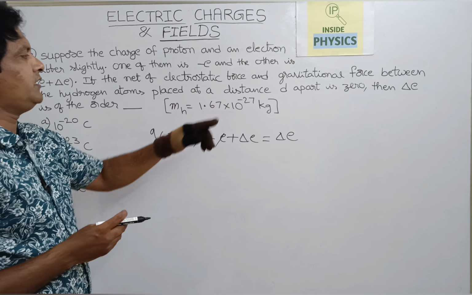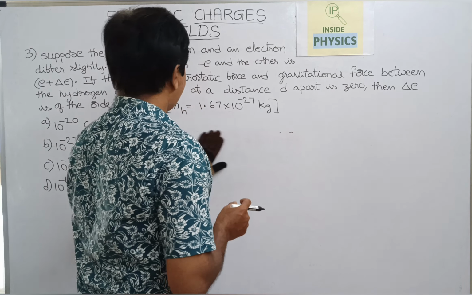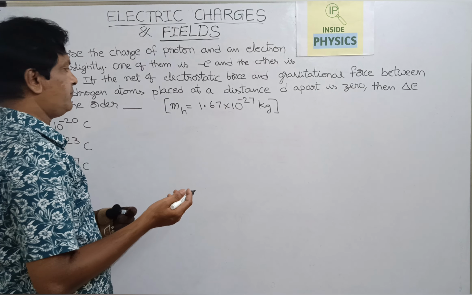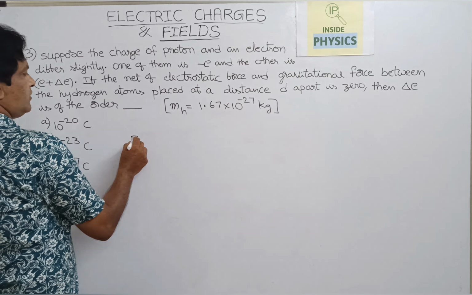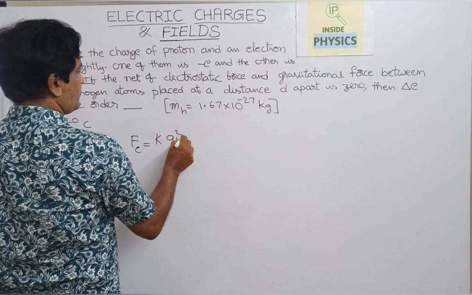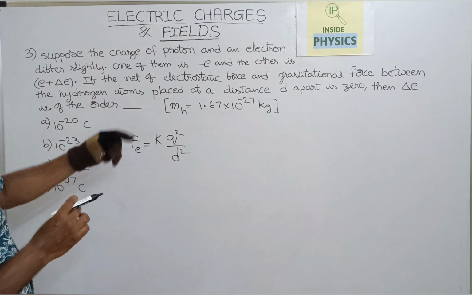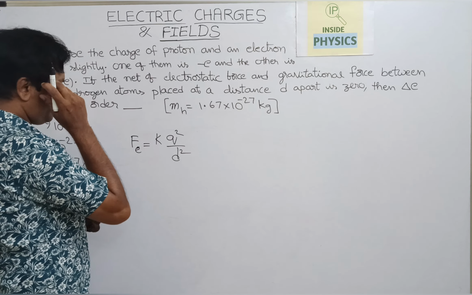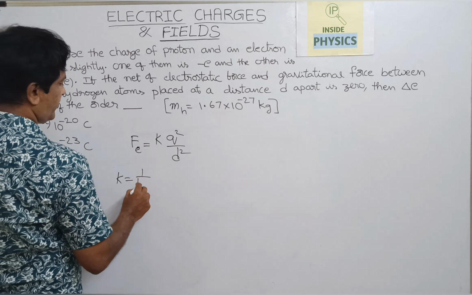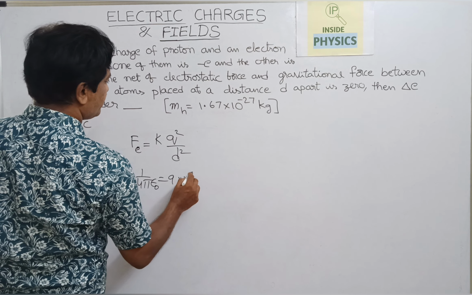Okay, so the net of electrostatic force and gravitational force between the hydrogen atoms placed at a distance d, that means there are two hydrogen atoms placed at a distance d apart. What is the electrostatic force between them according to Coulomb's relation? We have k into q square by d square. This is the electrostatic force between the two hydrogen atoms, where k is the proportionality constant. We know that k is equal to 1 by 4 pi epsilon naught, and that is equal to 9 into 10 to the power of 9.